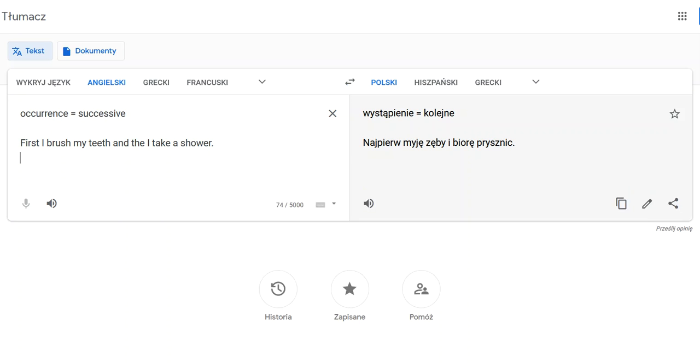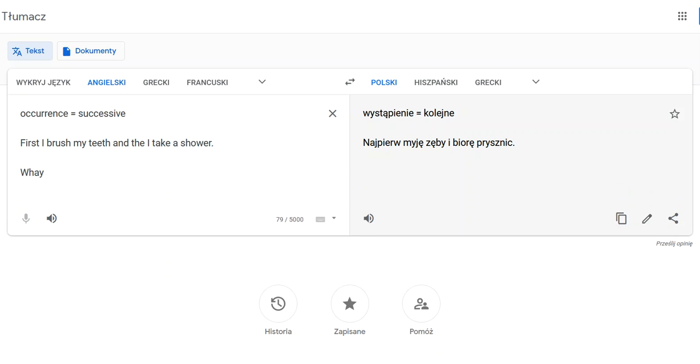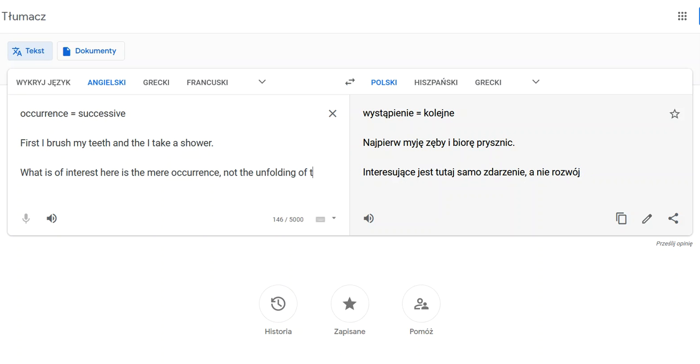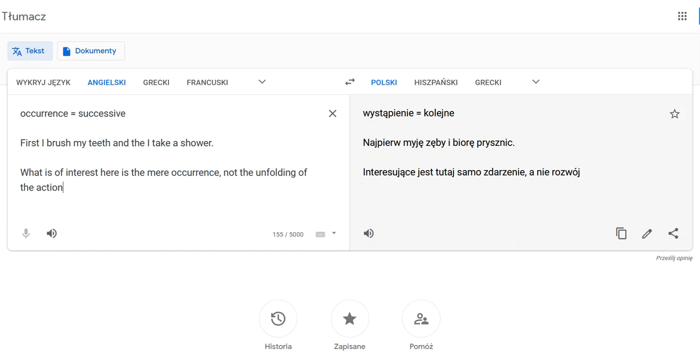Here, what is of interest here is the mere occurrence, not the unfolding of the actions.